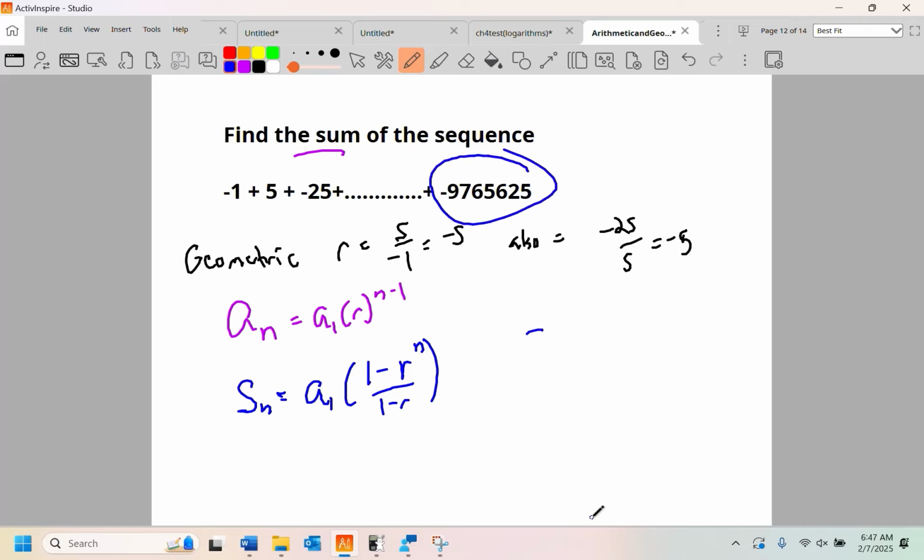This -9765,625 must equal that formula right there. And I know the first term is -1. I know the ratio is -5. Notice the use of parentheses. And it's raised to the n minus 1. Logarithms are about to come into play. Okay, I have an exponential equation.